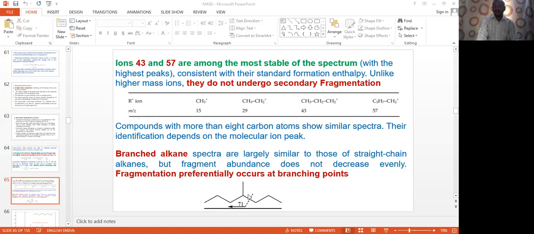Can you tell me what is this compound? Okay. 1, 2, 3, 4, 5, 6. 1 methyl isoheptane, sir. 4 methyl heptane. Okay. 4 methyl heptane.